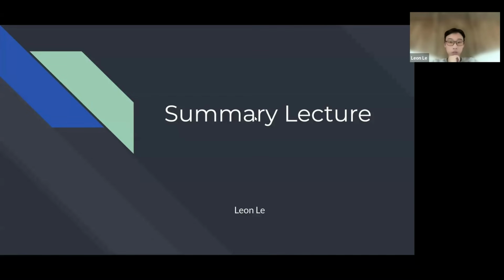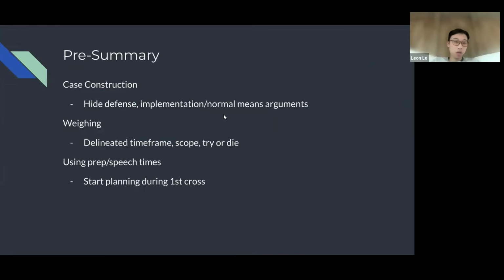Okay, so today we're going to talk about how to give a summary speech, and specifically a summary speech for a tech policy debate. There are a few things to consider before you give a summary speech, and I think one of the most important things is case construction.